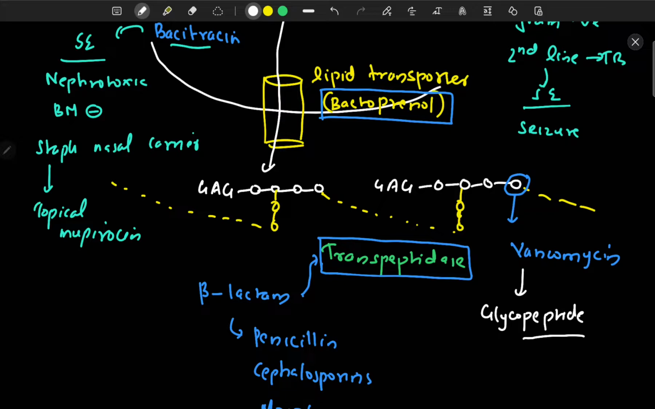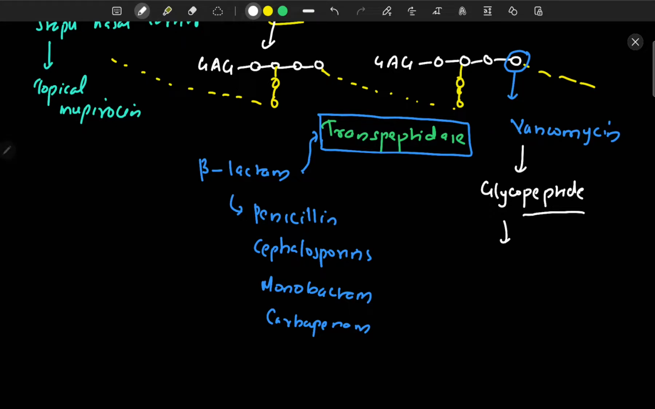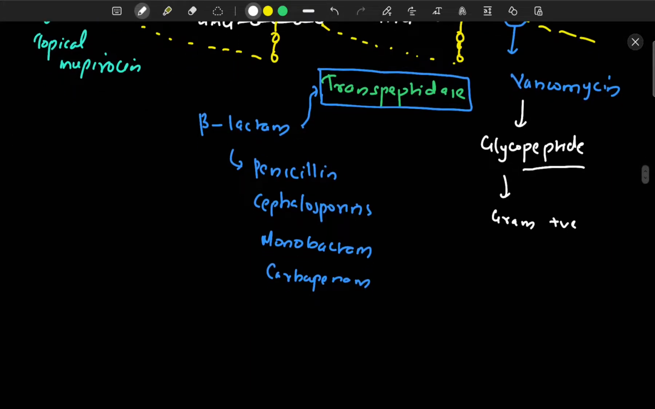That means they are proteins. These drugs are larger in size, so that means they have poor oral absorption, and the spectrum is limited to gram positive bacteria. It is because we have gram positive bacteria as well as gram negative bacteria. Actually, the peptidoglycan layer is thicker in gram positive bacteria.